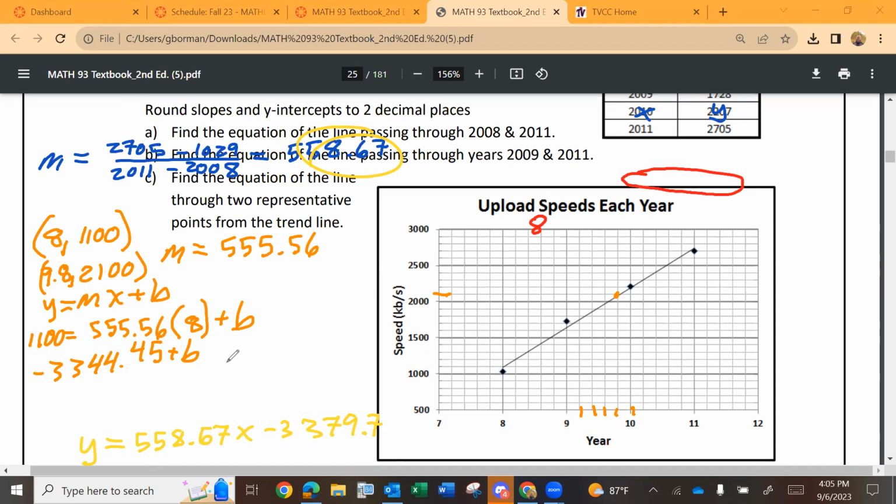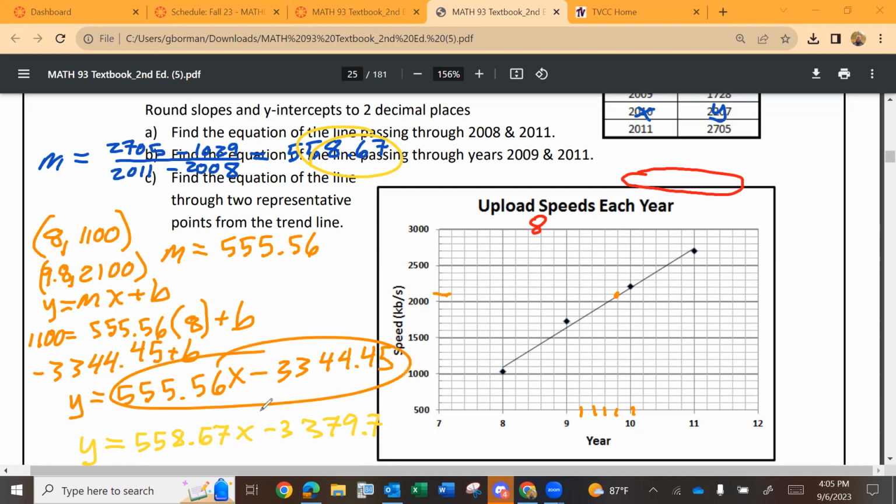So my good quality estimate of the equation of their trend line is going to be y equals the slope, the m, times x plus negative 3344.45. Clearly, the two lines are not the same, but clearly they're very close. We used different information to get them, and therefore we got different results.